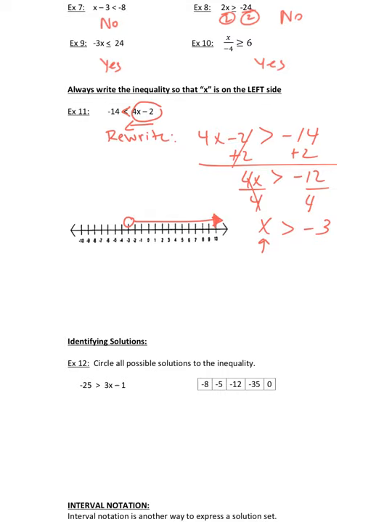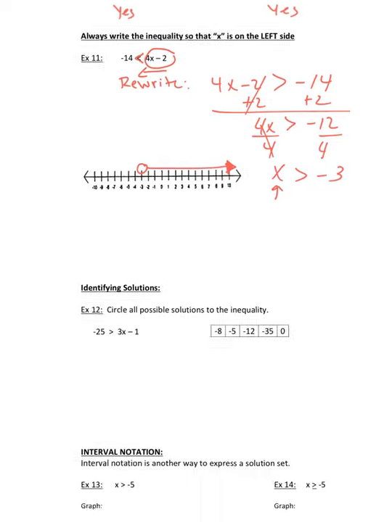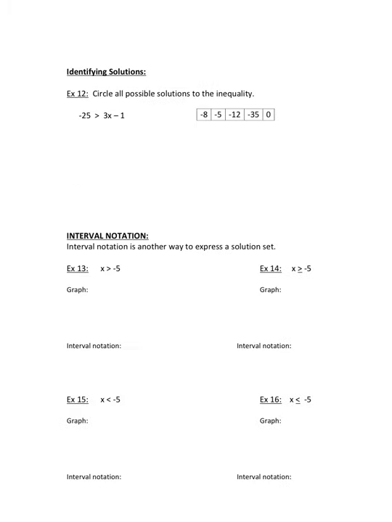All right, we're going to work on identifying solutions. So if you're given an inequality, like in example 12, and they say circle all the possible solutions to the inequality, what you want to do is first try to solve that inequality. And notice here that the x is on the right. So maybe you guys can pause the video and solve that inequality yourself.